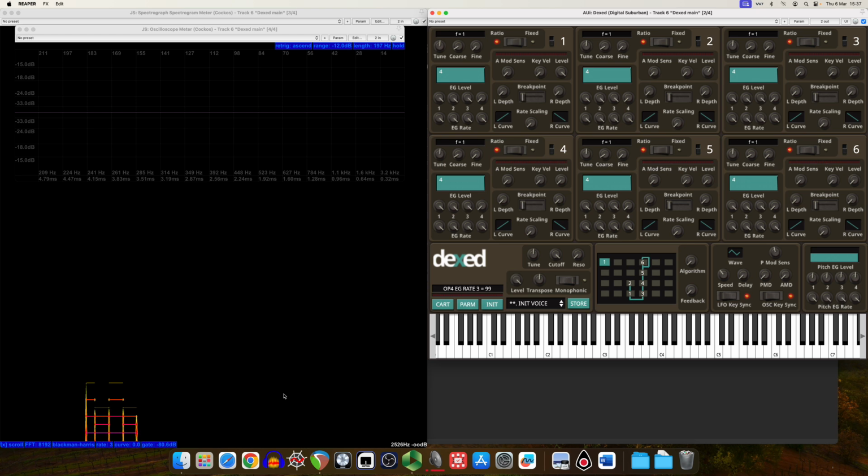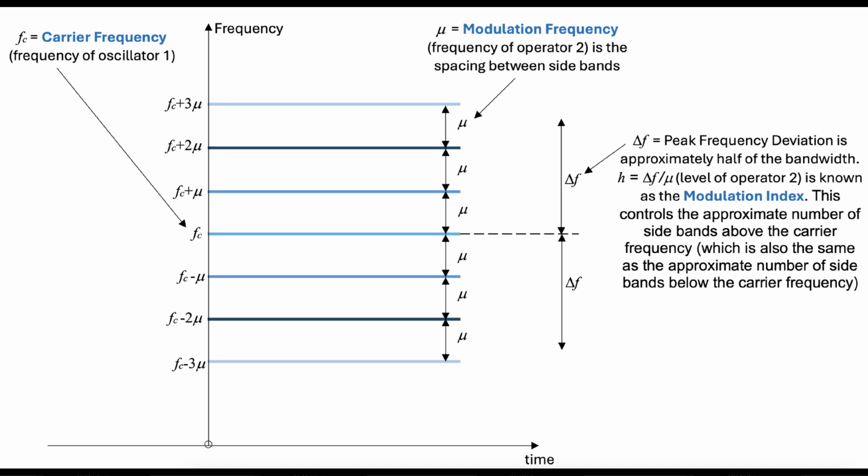This is similar to what we get when switching between a sawtooth wave and a square wave in analog subtractive synthesizers and their emulations. Let's look at the picture to understand what's going on. The carrier frequency, which is the frequency of operator 1, is the center of a bunch of sidebands in the frequency spectrum. And the spacing between the sidebands is determined by the modulation frequency, which is the frequency of operator 2. How many different sidebands we have is controlled by what's called the modulation index, which is determined by the level of operator 2. That's the fraction either side of the carrier frequency through which the frequency modulates.